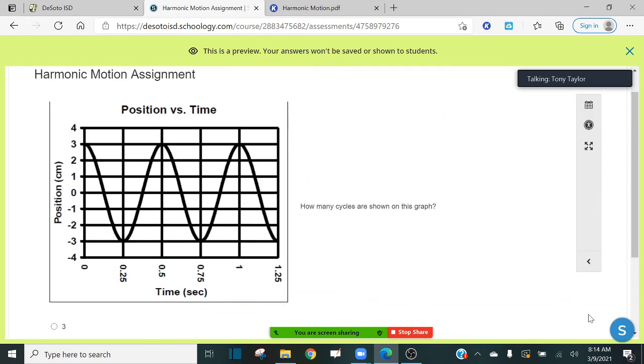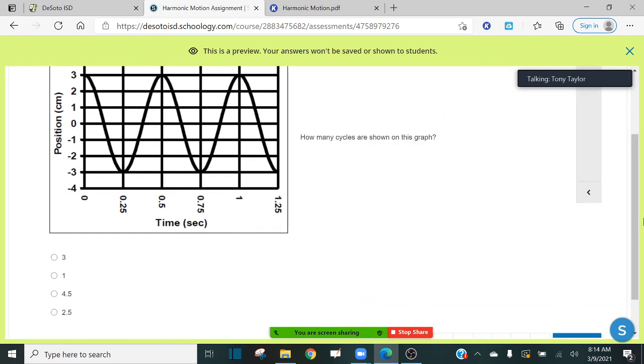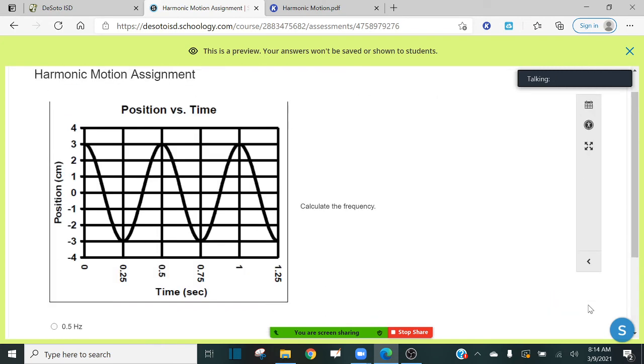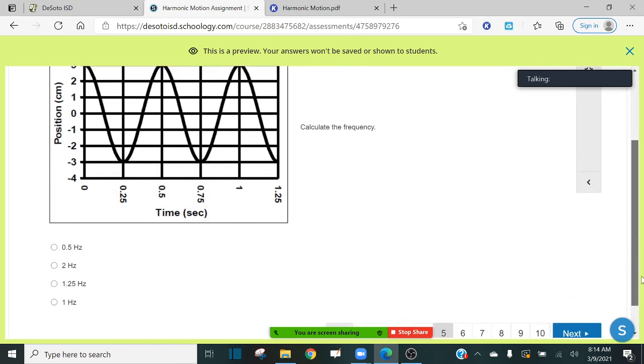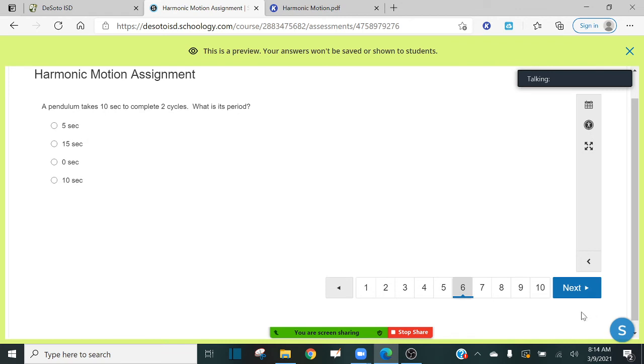So a lot of these you guys should be able to do yourselves. Look at this question right here. It says a pendulum takes 10 seconds to complete 2 cycles. What is its period? So guys, this is actually easy to calculate because remember what I said. Think of the definition of period. The definition of period represents the number of seconds in one cycle.